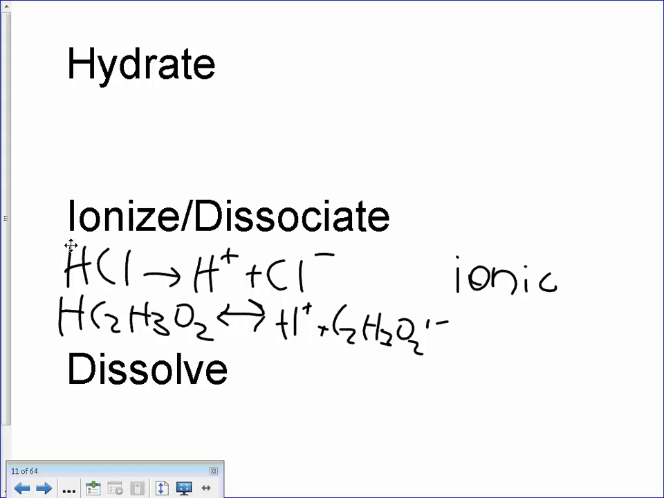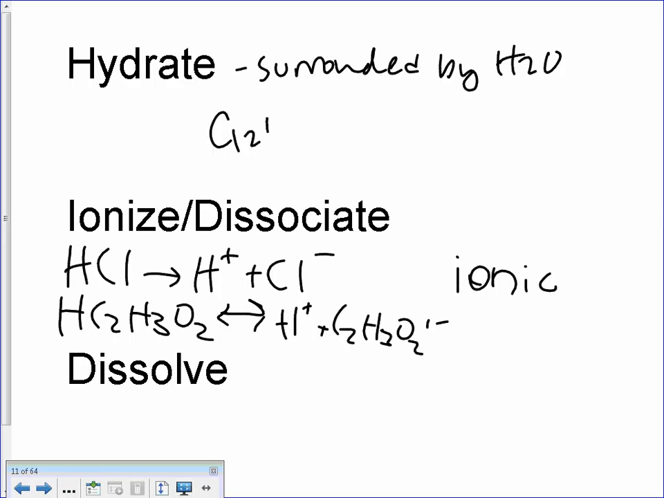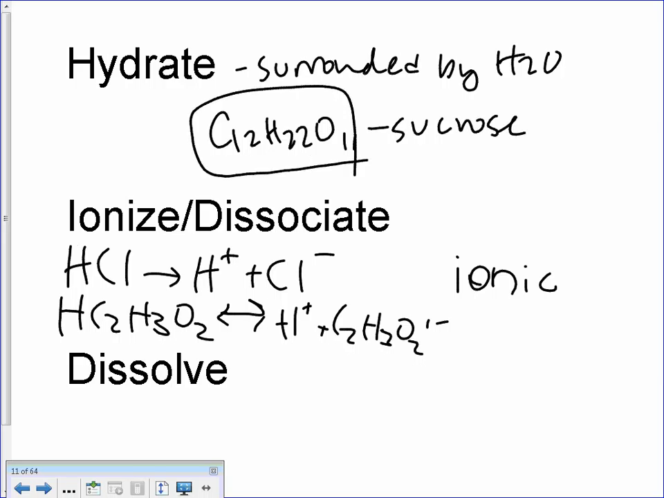Whenever you use the word hydrate, what does that sound like? Water. Something in water, right? So hydrated means surrounded by water. That's all hydrated means. So what kind of compounds can you use that with? Polar, and what else? Salt and sugar. Sugar is what? C12H22O11, that's sucrose, right? Sucrose is a covalent compound, not an ionic compound. You can still use the word hydrate, but don't use the word ionize or dissociate.